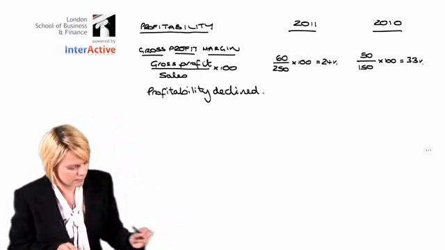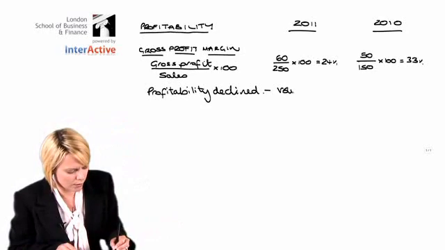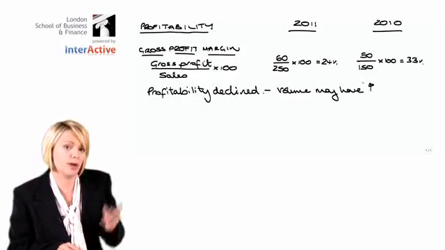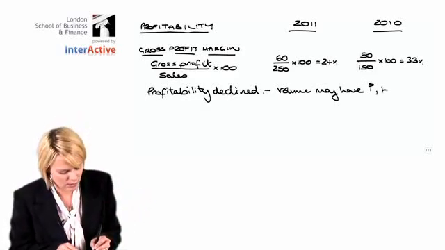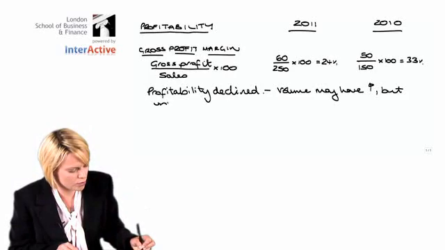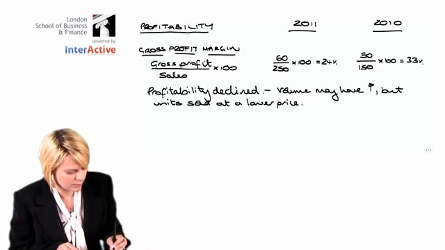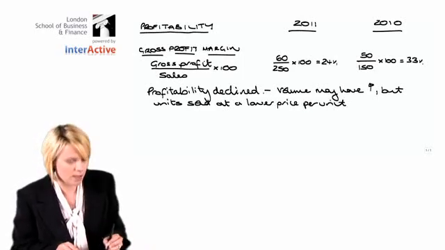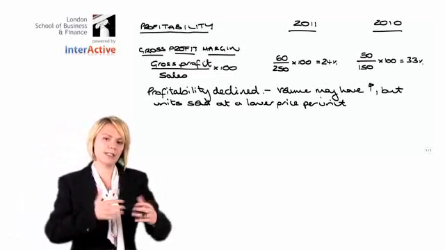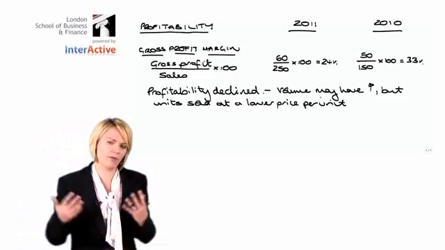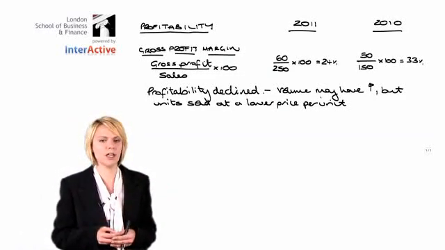So, volume may have increased, so I'll just put an arrow for increased, but units sold at a lower price per unit. Therefore, your revenue would increase, but what drops down into gross profit would decrease. You're selling more, but for a lower price per unit. Okay? So your profit margins have gone down as a result.